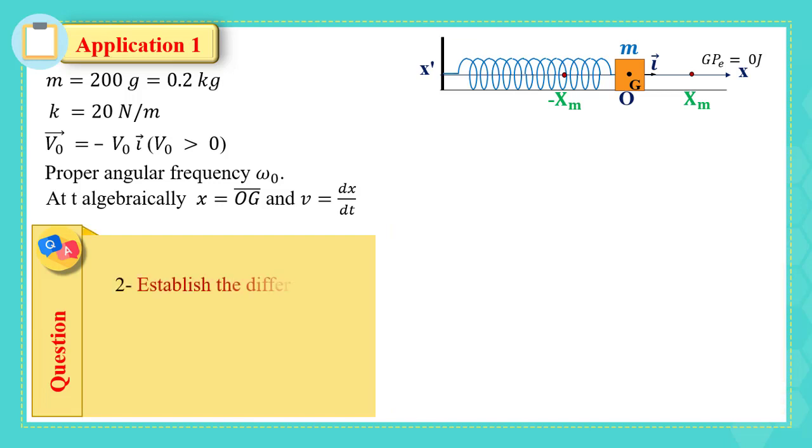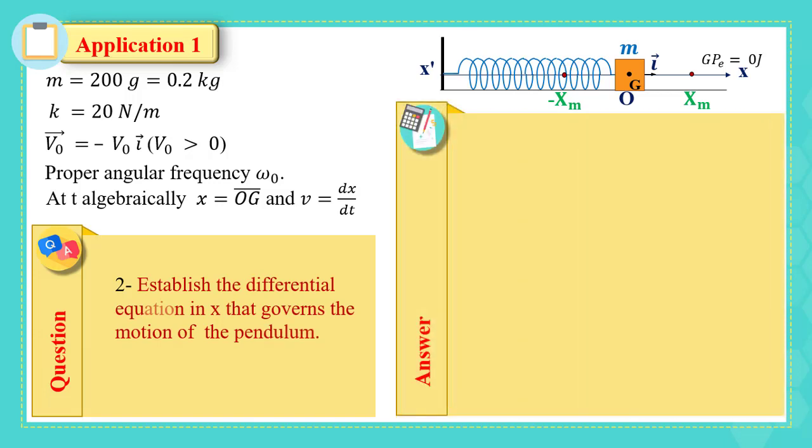The second part: establish the differential equation in x that governs the motion of the pendulum. You know that we have two methods to find the differential equation, either using Newton's second law or the conservation of mechanical energy. Here, because the first question was about the mechanical energy, we're going to use the conservation of mechanical energy. The mechanical energy is given in the previous part as half mv squared plus half kx squared.